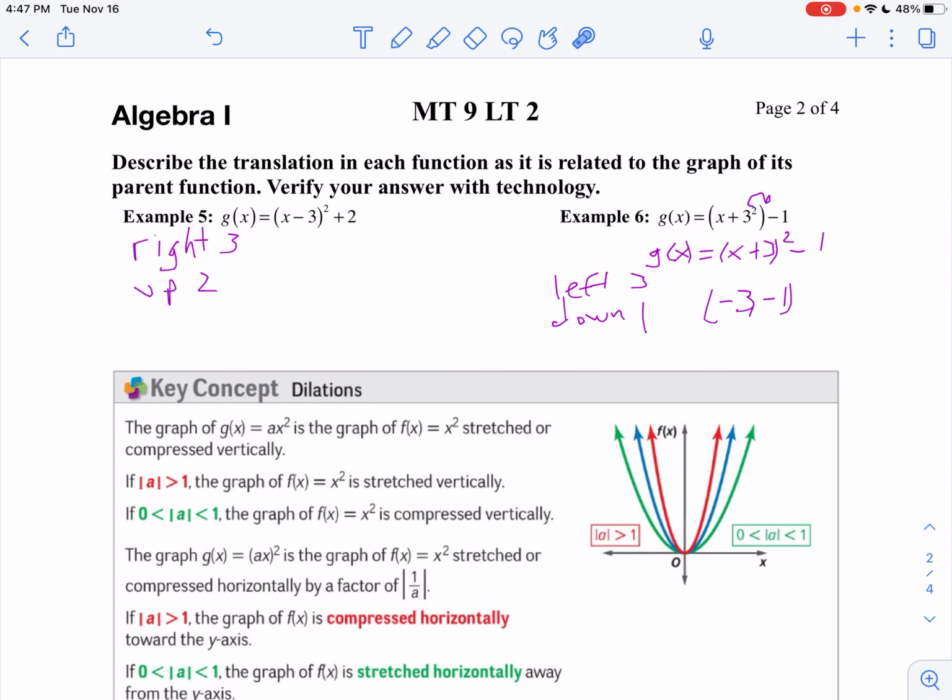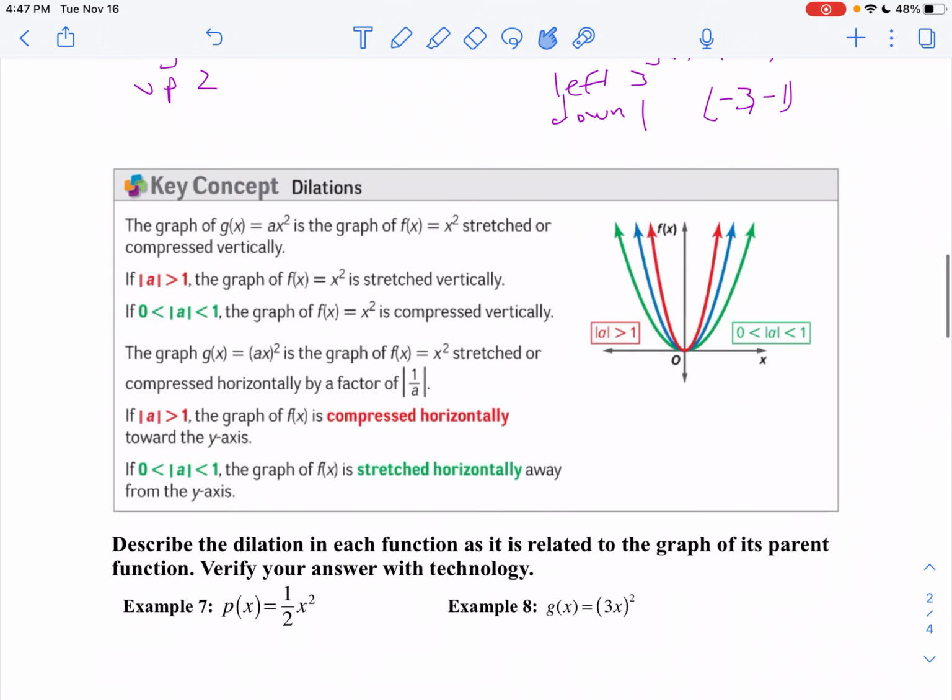Now, if it's inside the function, it's just the opposite. I'm going to horizontally move it. Kind of like before, when we moved it inside the function for a translation, inside was horizontal. See, it's a horizontal stretch and it's always the reciprocal. So it'll be 1 over a. So it'll be a horizontal compression by 1 over a, and a vertical compression if a is less than 1.